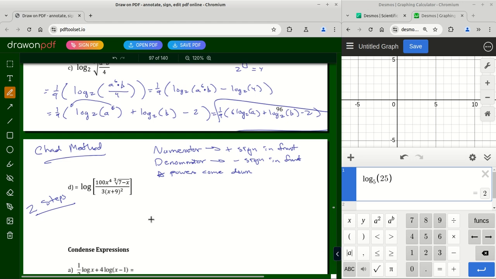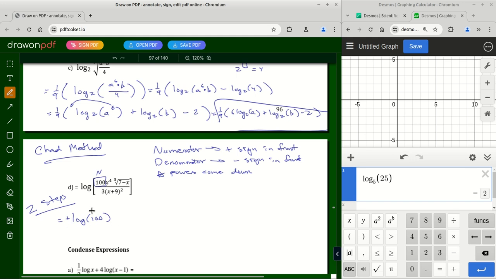So, I want to use two different colors. I'm going to use indigo for the numerator, and then red or something for the denominator. So here we go. Step 1, log of stuff. I'm going to go one by one for each term. Notice that we have a 100. That came from the numerator. Therefore, I'm going to write plus sign log of 100.